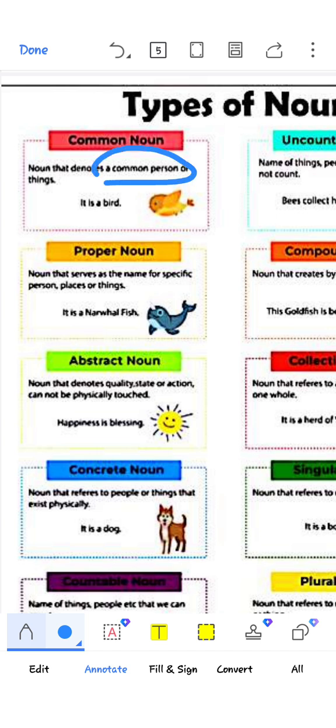Common, for example, boy, girl, country, city. But proper noun is a name of specific person, place, or thing. We may say that the proper noun of boy is Ali, Usman, any name. The proper noun of country is Pakistan, China, India. So they are basically proper noun.